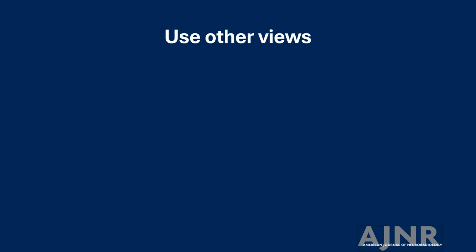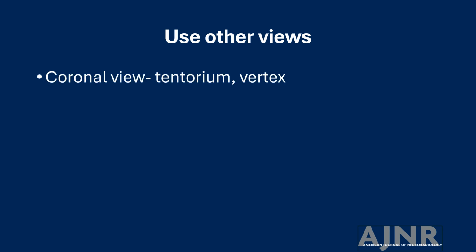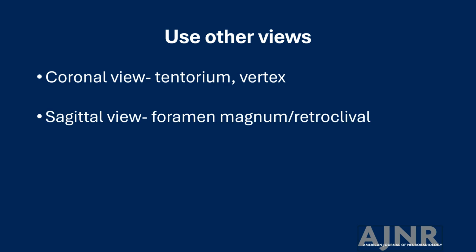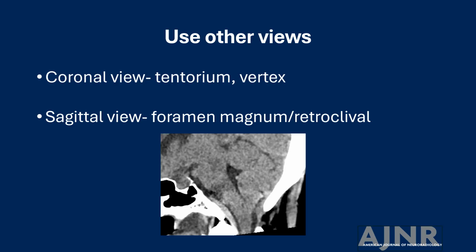It is also helpful to use other views to examine subdural hematomas. The coronal view is good to look for blood products along the tentorium and at the vertex. The sagittal view is particularly useful for the region around the foramen magnum and retroclival regions. In this example, we can clearly see that there are subdural hematomas in this area, but that would be very easy to miss on axial views.